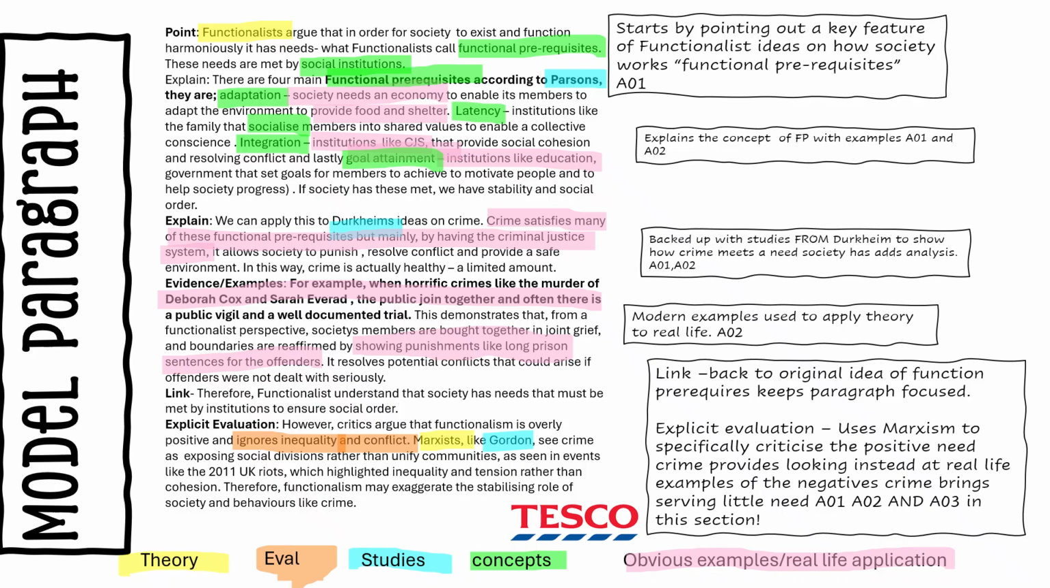So overall, I've got a point, I've explained it with evidence, and I've linked back to the question, and I've got explicit evaluation. We'll check our Tesco shopping. There's theory, functionalism, there is Marxism as a theory as well. I've got explicit evaluation. I'm talking about inequality and conflict arising from crime rather than a functional purpose of it. I've got studies from Durkheim. I've got studies from Gordon. I've got concepts, functional prerequisites. I've named them. I've got lots of language linked to functionalism in there. And I've got lots and lots of obvious examples to build up my point.